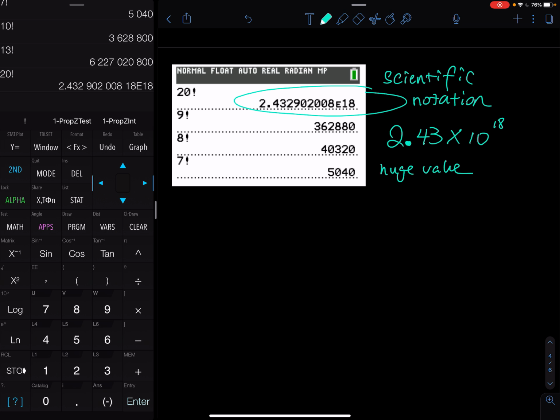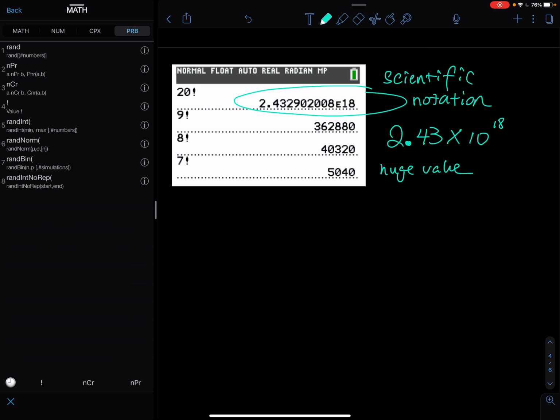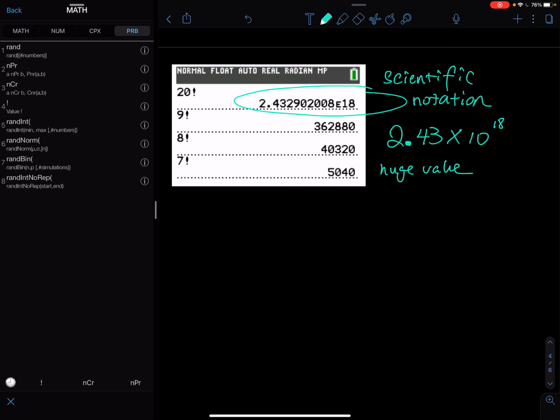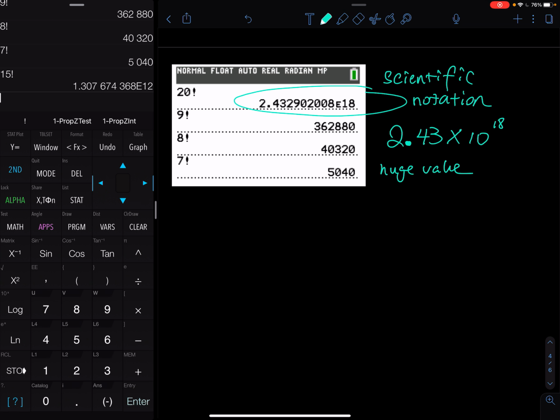So the 9 factorial, try that. 9, and then math, and then you do PRB factorial. So there you have it. And then 8, and then math PRB factorial, and then 7 math PRB factorial. And then you can try some other numbers like a 15 math probability factorial. So if you do a 15 factorial, then you get the scientific notation as well.